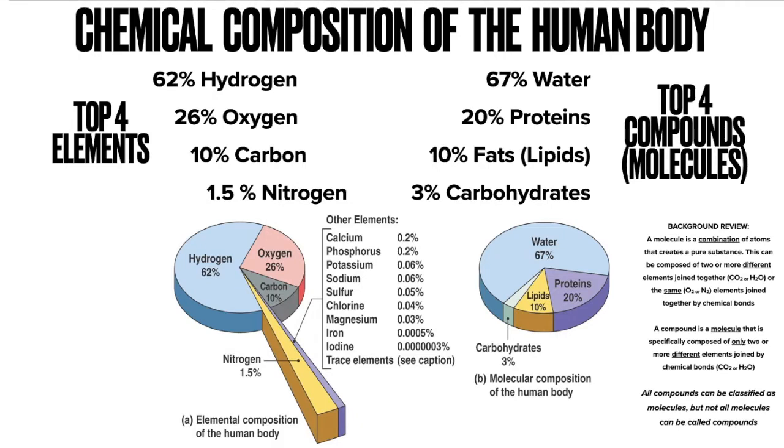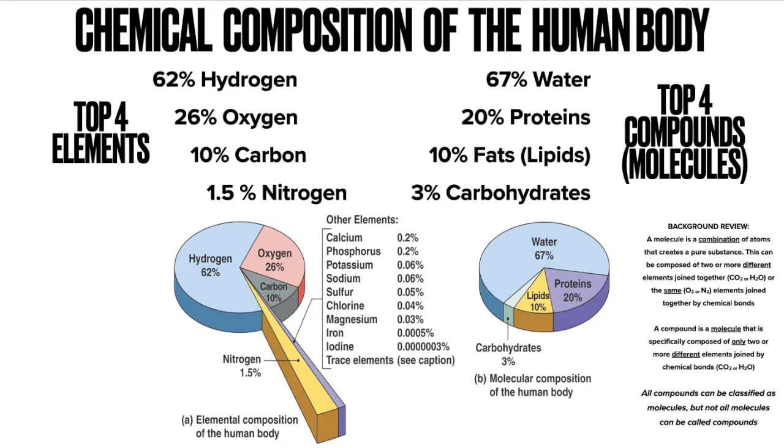Now, those were the top four elements. Looking at the top four compounds or molecules would be water at 67%. So the human body is a majority made up of water. Then we have proteins, 20%, fat, about 10%, and 3% carbohydrates. Now, I just want to address something that you should have learned in a previous life science or maybe earth science, is that the words compound and molecule are pretty much the same thing.